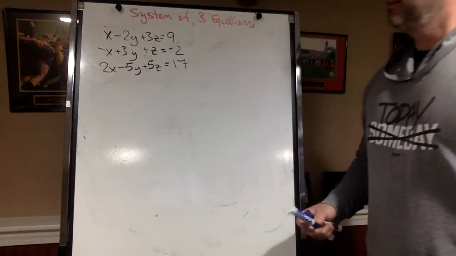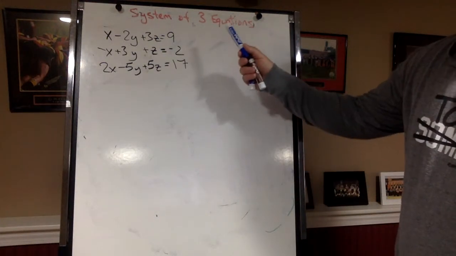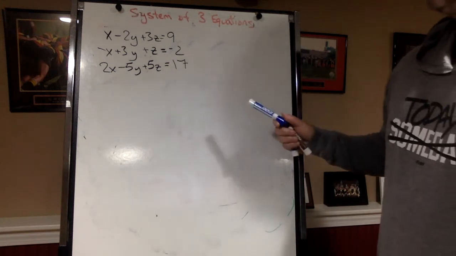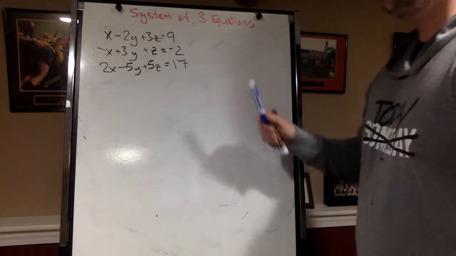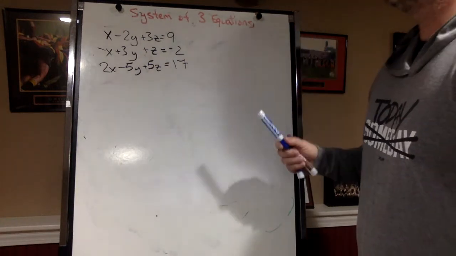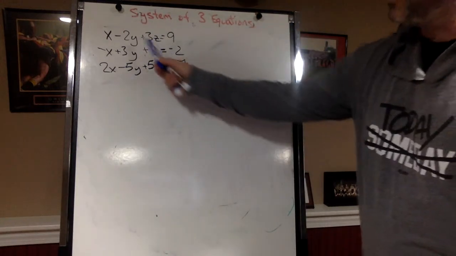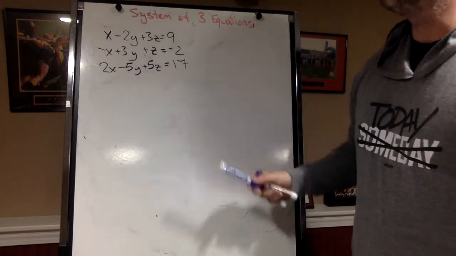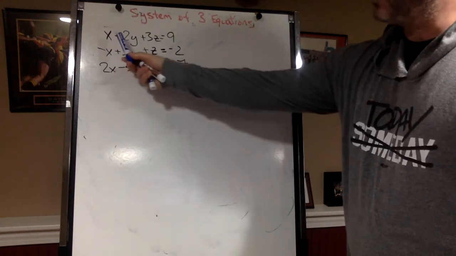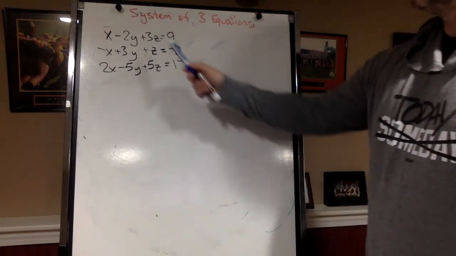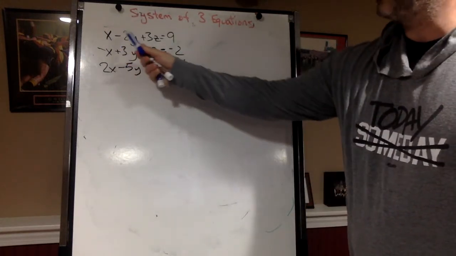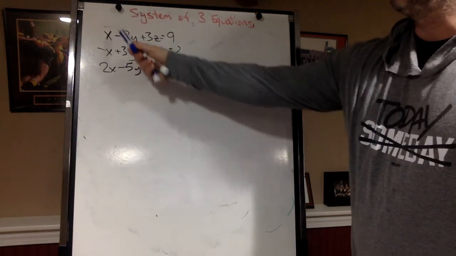Everybody. Today we're going to talk about systems of three equations. In the past we've done substitution or elimination with two equations, two unknowns. This time I have three equations, three unknowns. Whatever number of unknowns we have, that means different variables, we have to have at least that many equations. So here we've got three variables x, y, and z, and we've got three equations.